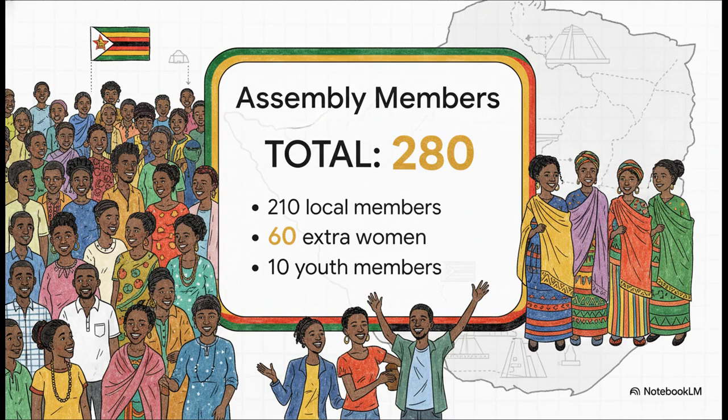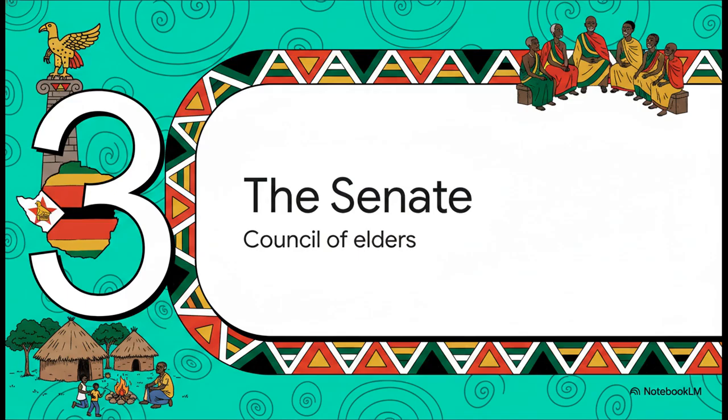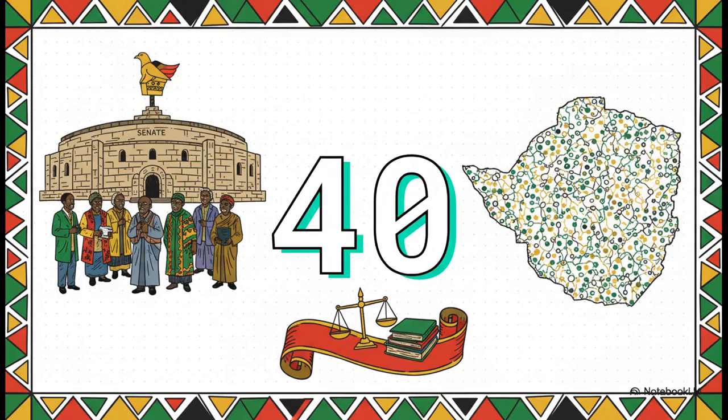Next up is Section 3, the Senate. Think of them as the Council of Elders and Chiefs. So now we meet the second room of Parliament, the Senate. If the National Assembly is the loud, energetic voice of the local areas, the Senate acts much more like a wise council of elders. They check the rules that are made by the younger assembly.